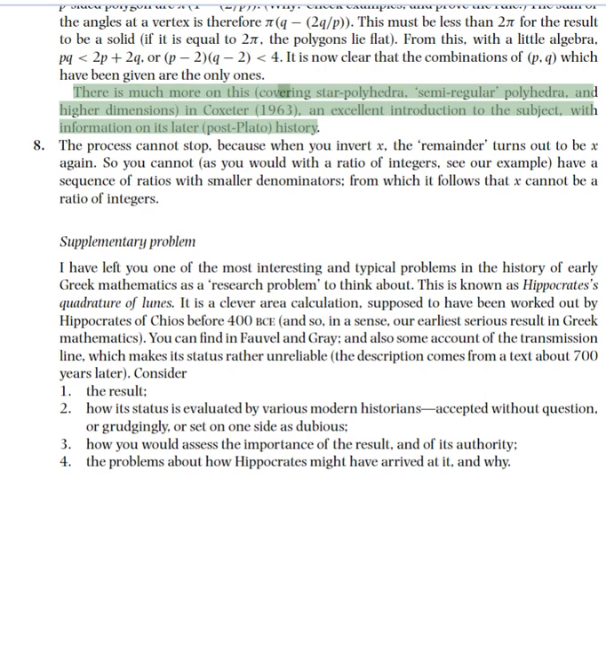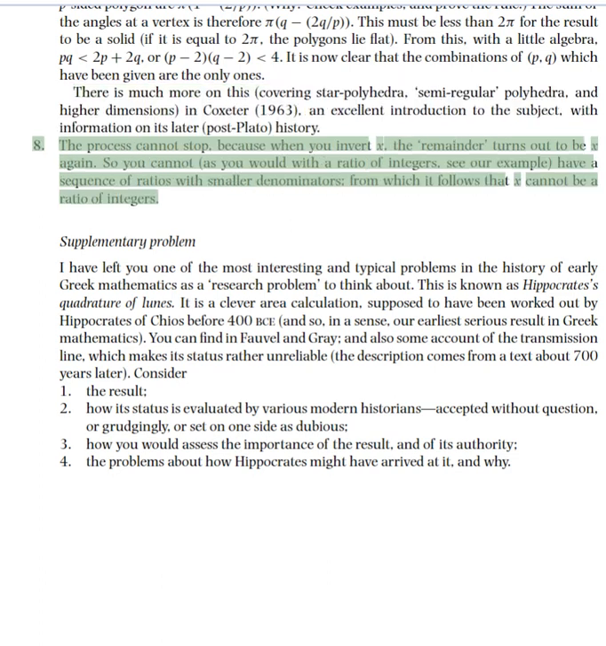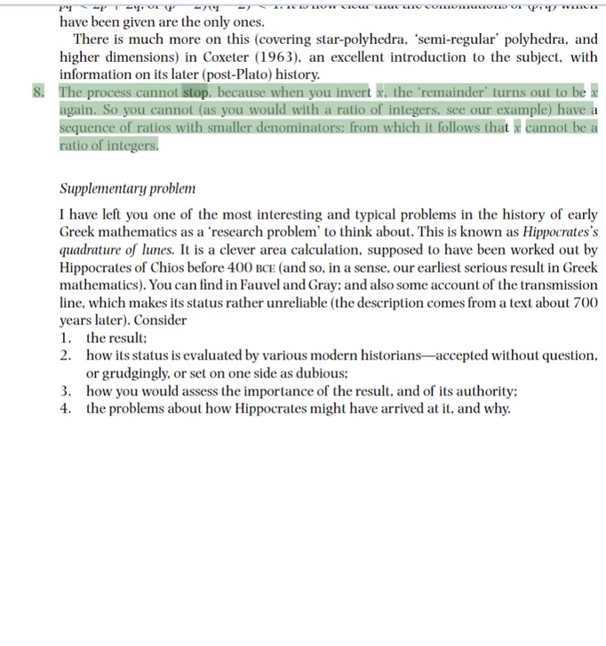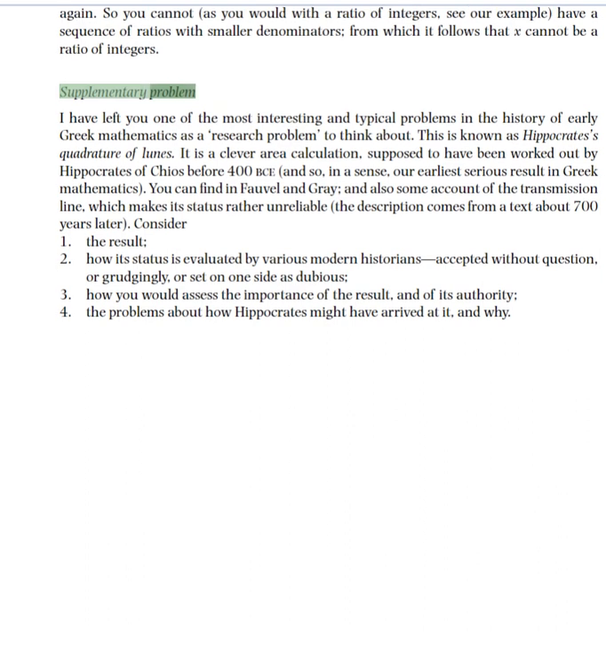There is much more on this in Coxeter, an excellent introduction to the subject, with information on its later history. 8. The process cannot stop, because when you invert x, the remainder turns out to be x again. So you cannot have a sequence of ratios with smaller denominators, from which it follows that x cannot be a ratio of integers.